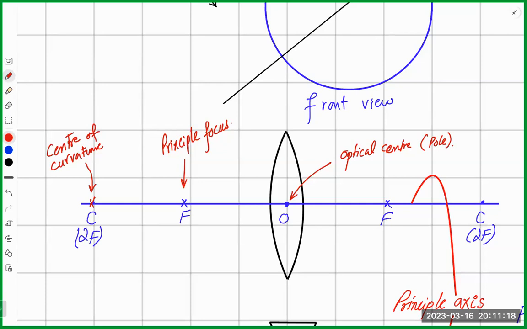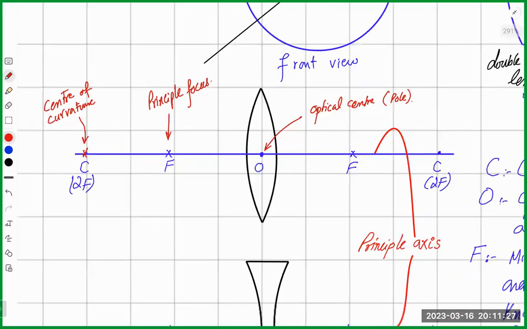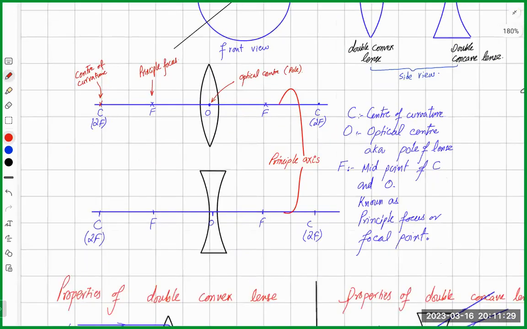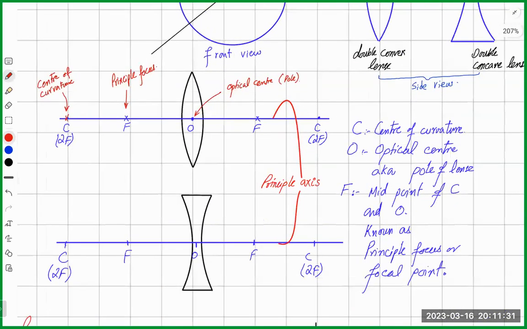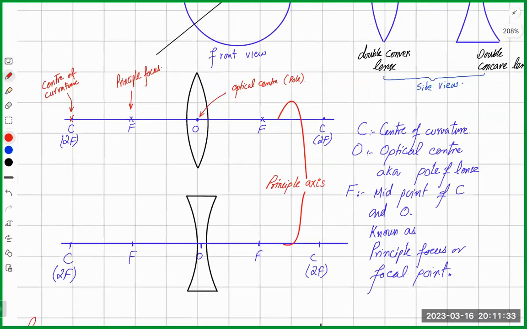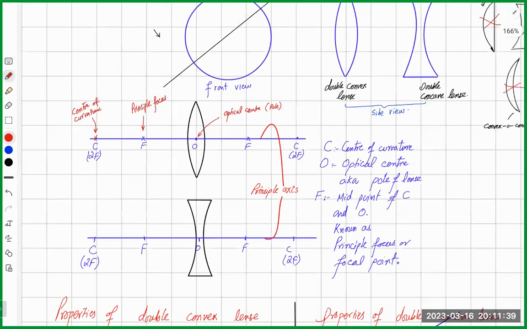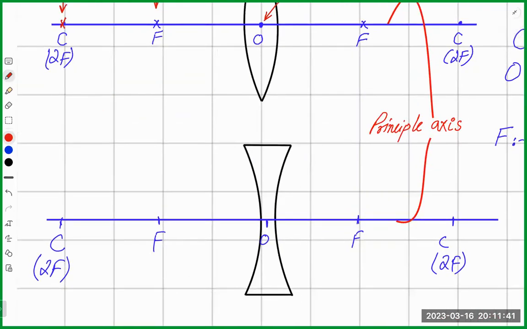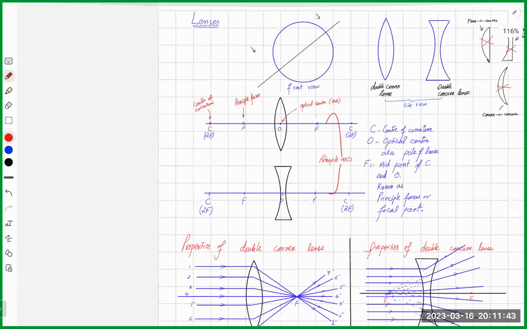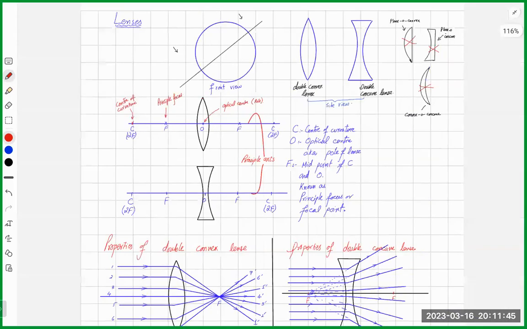The line that joins all these points, the line on which all these points exist, is called the principal axis. Now, the same kind of points exist for the double concave lens as well. Now, properties.